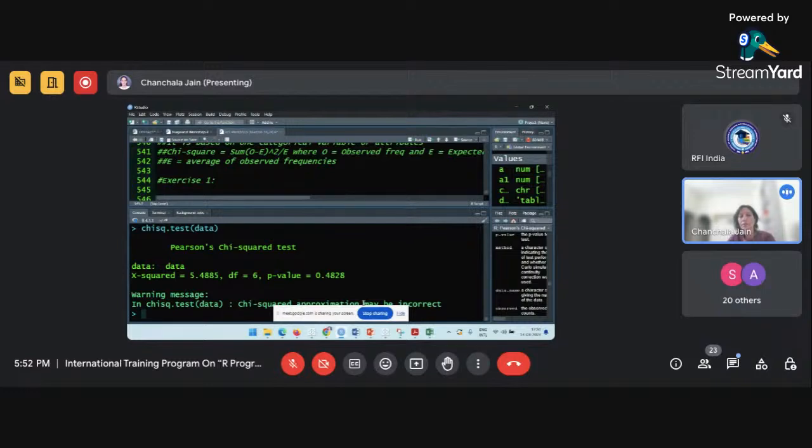So we need to see, firstly, whatever frequency count we are having, and then you need to check whether that observed frequency is similar to the expected frequency or not. So you need to perform the chi-square test there.